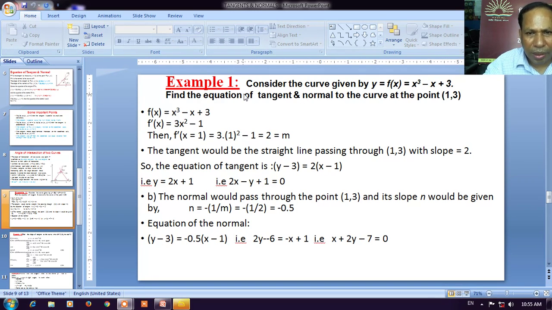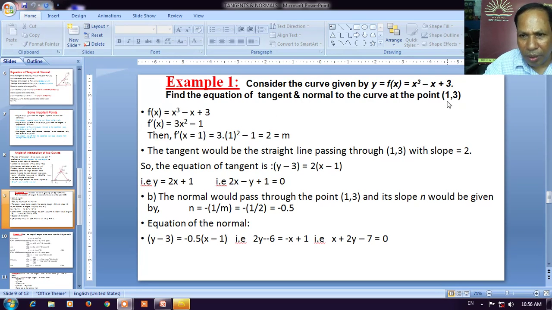Now example 1: consider the curve given by y = f(x) = x cube minus x plus 3. The question is, find the equation of tangent and normal to the curve at the point (1, 3). So we have to find the equation of tangent and equation of normal to this curve at this point. For this we first of all find the derivative f dash x. So it is d/dx of x cube minus x plus 3, that becomes 3x square minus 1.